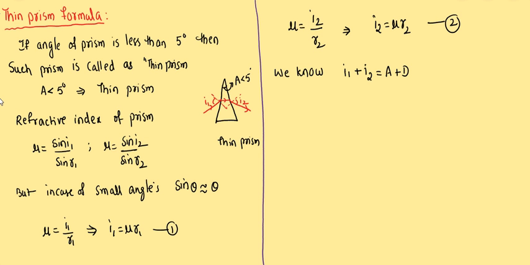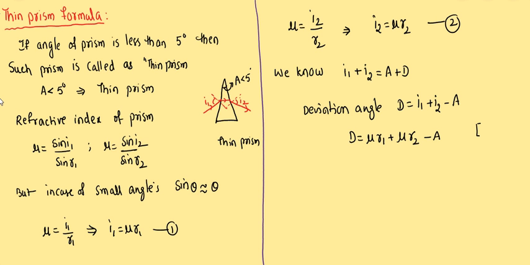From this, here we substitute the I1 value and I2 value. Before that, I want the deviation angle here. Right? What is the deviation angle? Deviation angle D is equal to I1 plus I2 minus A. Okay. Then in this we substitute the values. I1 is what? Nu R1 from equation 1. And I2 is nu R2 from equation 2, minus A. This is from equation 1 and 2 we write like this.